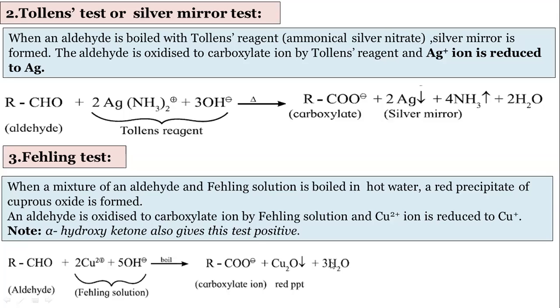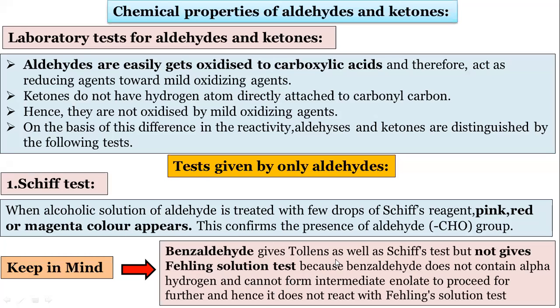For the CET exam, this question is asked. Benzaldehyde gives the Tollens' test as well as Schiff's test, but it does not give the Fehling's solution test. Why is this happening? The main reason is that benzaldehyde does not contain alpha hydrogen. If the alpha hydrogen is not there, the enolate ion will not be formed, and if the enolate ion is not formed, it does not react further with Fehling's solution. This question is asked for CET, NEET and also the JEE exam. Remember, this question will not be asked for the board exam.